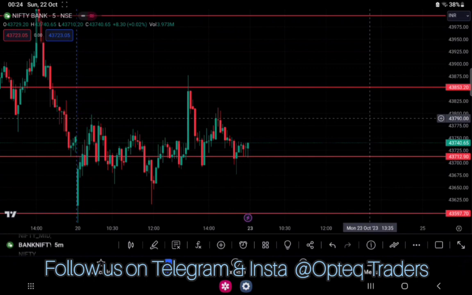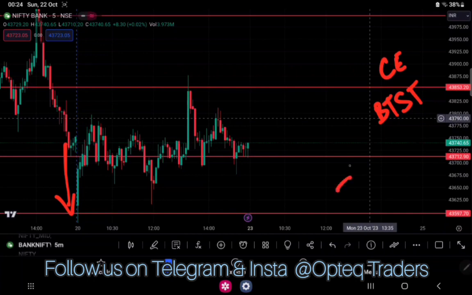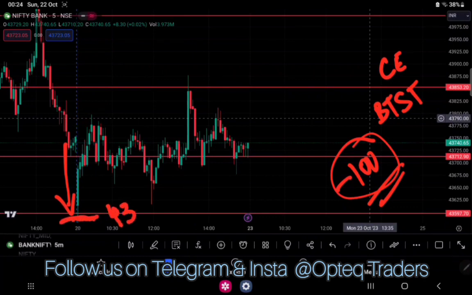Market opened gap down. We had taken CE as BTST. Whoever is there in our Telegram group knows what BTST we had given. Here we were under a 100 points loss. However, since our bias was CE and it took support at the 43,600 level, which was our positional target and positional support as well, we held our CE.